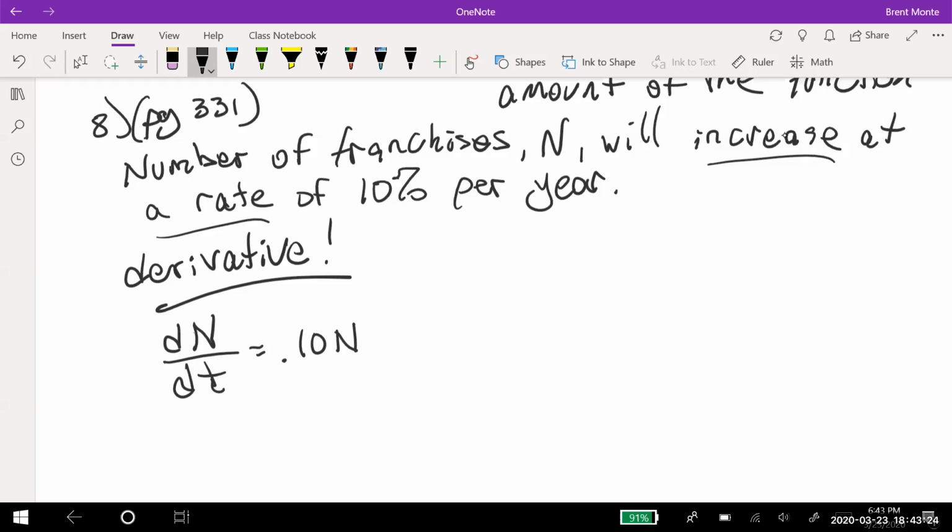You could always write that in Newton's notation as well if you wanted to, or we could write it as, since it's the derivative, N prime of t equals 0.10 N. And I wrote it as 0.10 N instead of just 0.1. You could write it either way, but the 0.10 looks more like 10% to me than 0.1 does. So you may see that either way. Either way that it's written is fine.